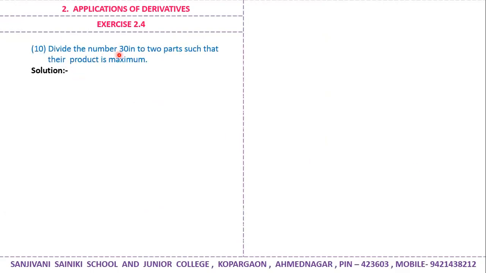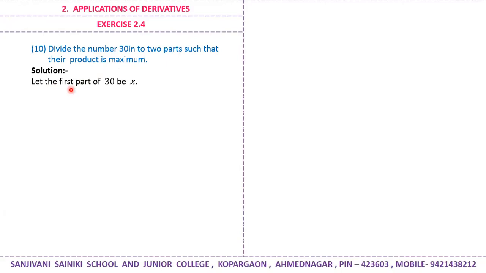Divide the number 30 in two parts such that their product is maximum. You have to divide this 30 in two parts. One can divide it as one part 10, other part 20; one part 25, other part 5; one part 29, other part 1. Likewise, you have to divide this number 30 into two parts.